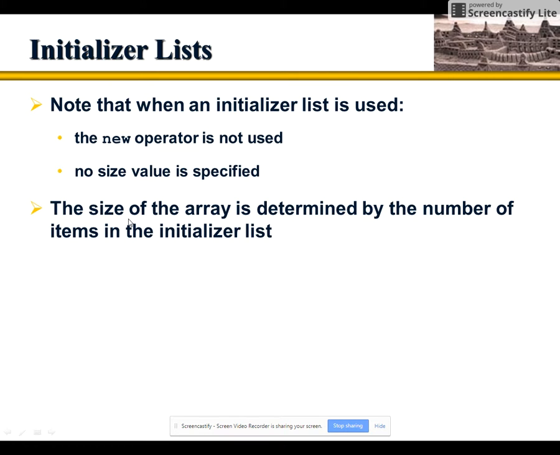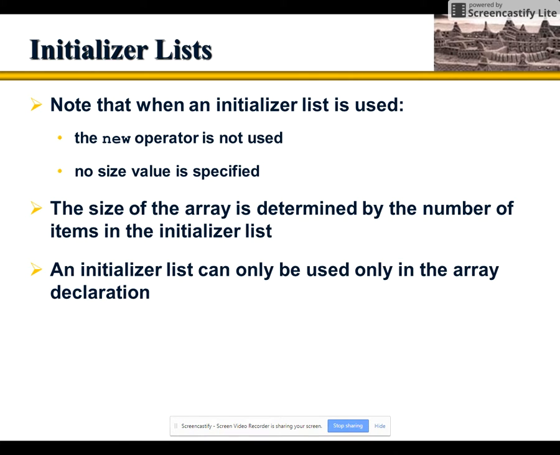So some things to make note of: when we use an initializer list, we're no longer using the new operator, and no size value is specified. Java will automatically set aside enough memory to store whatever is in that initializer list. So at some point in the initializer algorithm, it will count those items up.